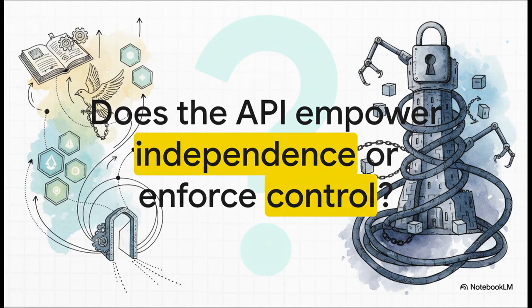Ultimately, this whole investigation, all these technical questions, they really boil down to one final question. And it's not just about technology, it's about the partnership you're about to enter. Does this vendor's API strategy truly empower your independence and your agility? Or is it designed, whether subtly or obviously, to enforce their control over your operations? The choice you make here is going to define your freedom to innovate for years to come.